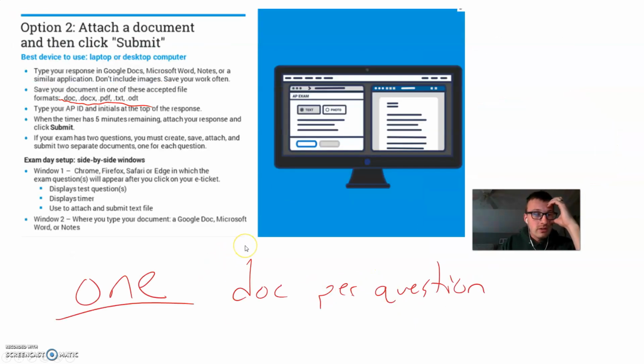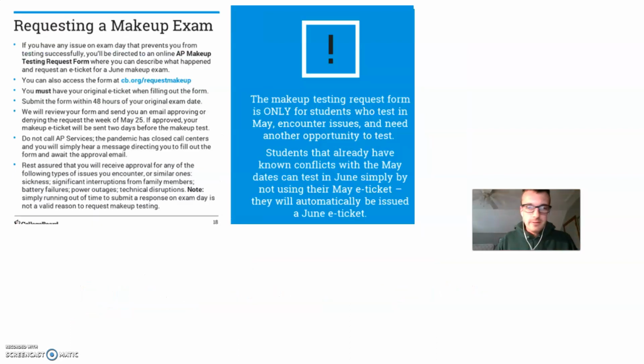Let's see. You're going to need 1 document per question. So right here it says exam day setup, and even before the exam, what we're going to do is you guys should save 2 blank Word documents. The first one should say, AP exam question 1 physics, AP physics exam question 2, with maybe your initials or something, and you're going to save those 2 blank documents on your desktop so that the day of the exam you click it, open it, and it's right there. You know exactly where it is.